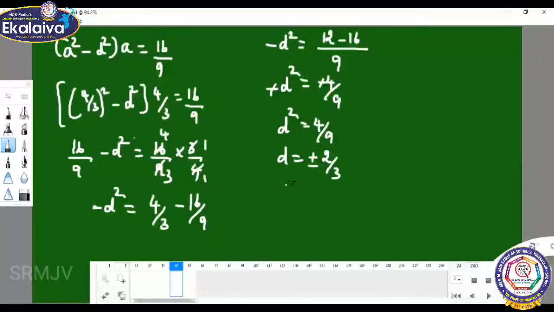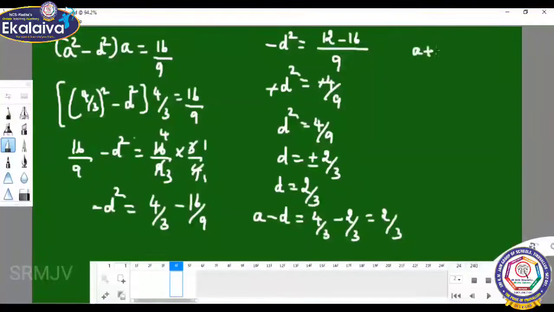So what is A minus D? You can take D value as 2 by 3. A minus D equal to 4 by 3 minus 2 by 3. So the value is 2 by 3. Next, A plus D equal to 4 by 3 plus 2 by 3. It gives 6 by 3. So the value is 2.